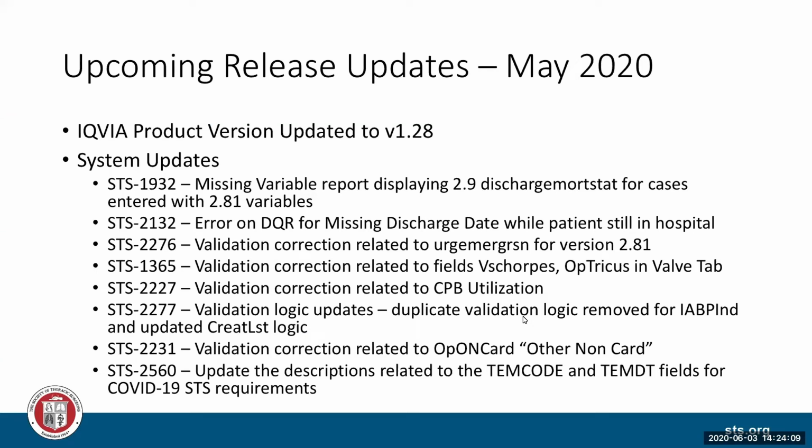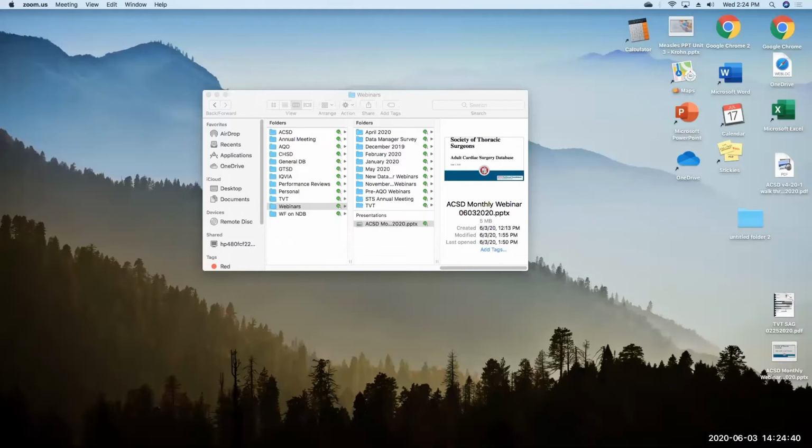Let's talk about the recent updates that happened on the platform. Again, this information was also posted within the platform under the notification section. So this is a recap of that information. We did have a product version update. So what that means is the actual platform version was updated from an older version to a more recent version, which is the 1.28. So again, nothing that you would have seen changes within on the front end.